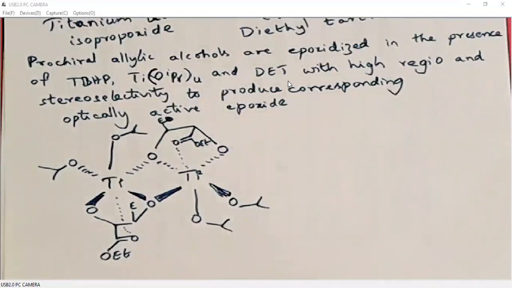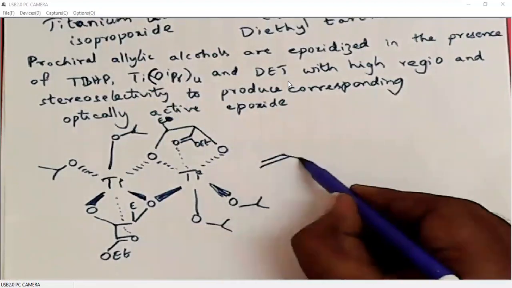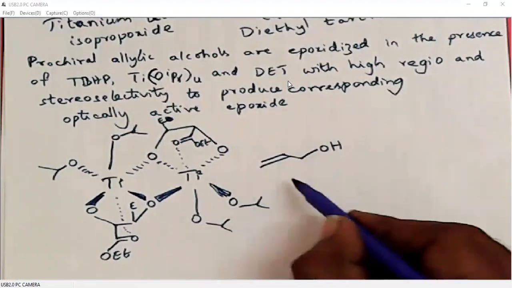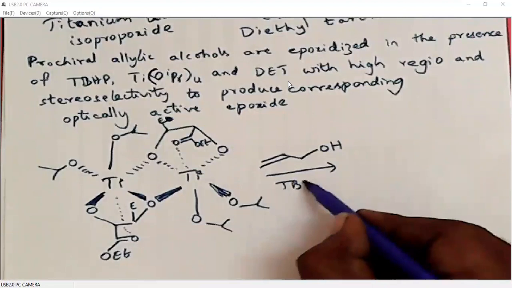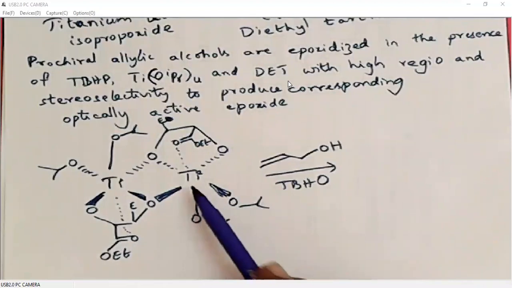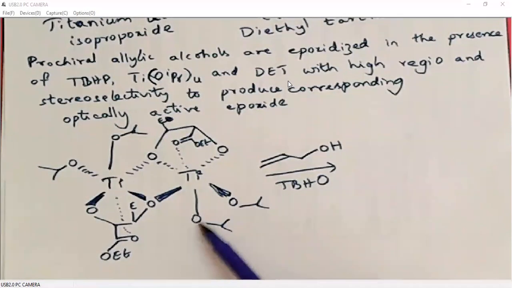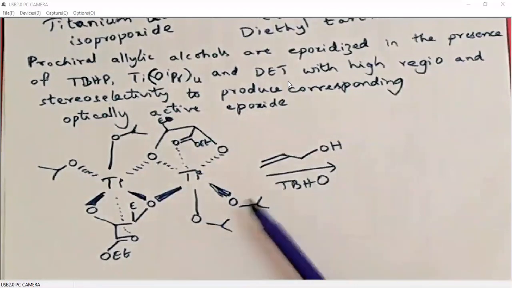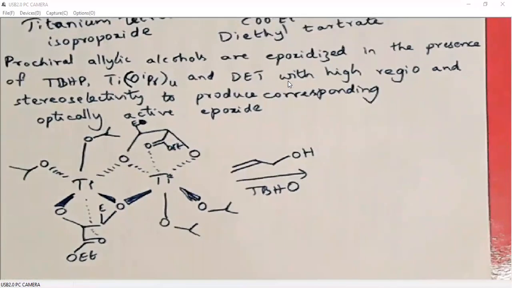When we add allyl alcohol and tertiary butyl hydroperoxide, they will attack the titanium. These two isopropyl groups will be leaving. So the complex as it is, we need to redraw it.